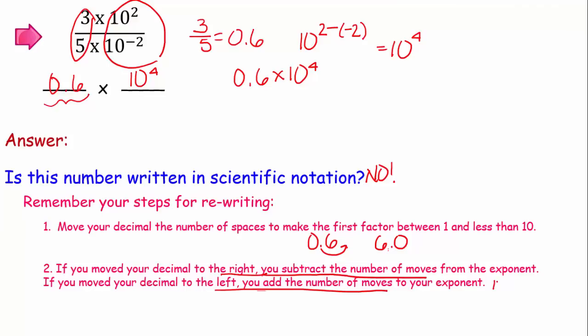So our exponent is 10 to the fourth. Since I moved to the right, I am going to subtract 1. So this gives me 10 to the third power. Remember, LA, like the city of LA: left, add. So now we rewrite in scientific notation, and our final answer is 6.0 times 10 to the third power.